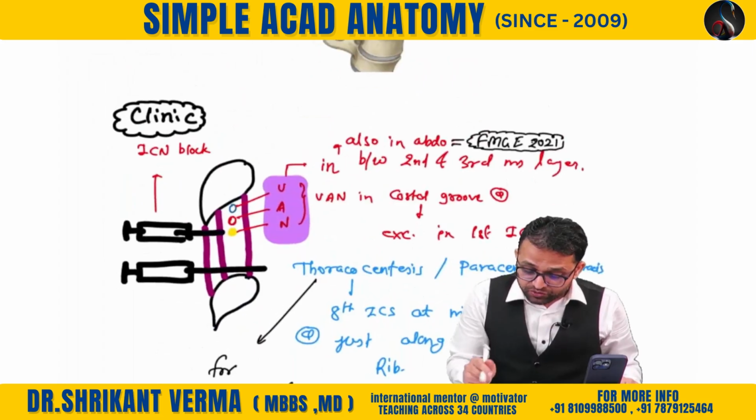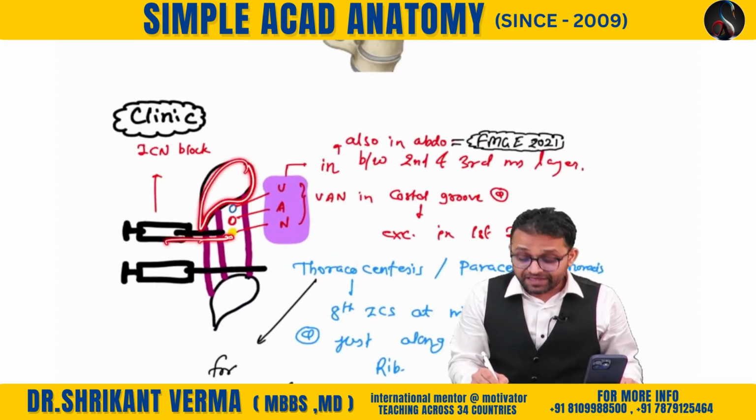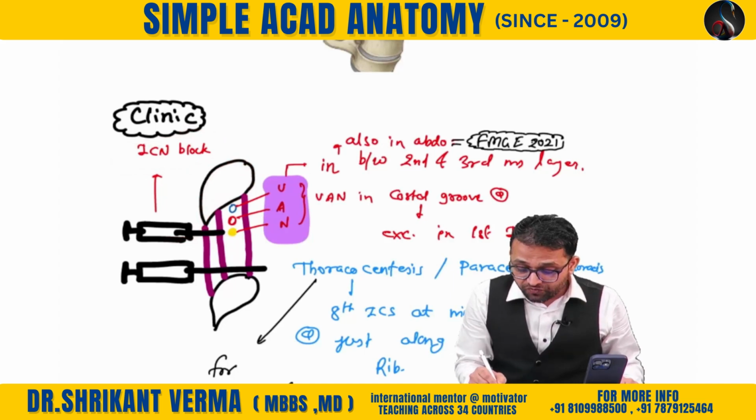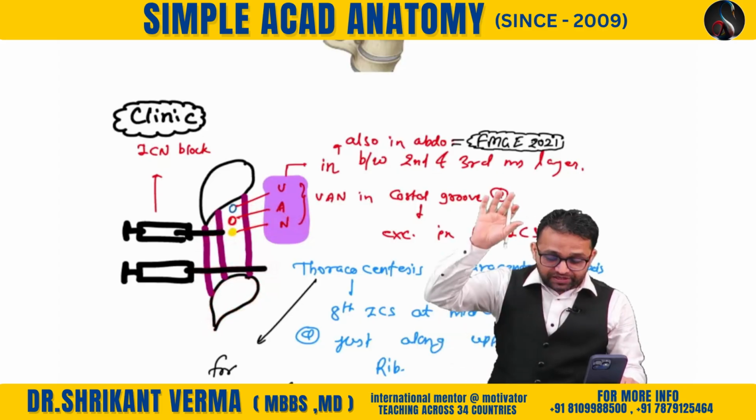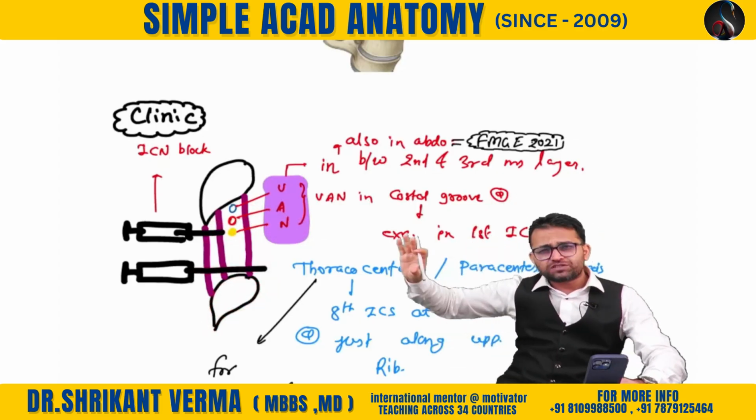Remember, for thoracocentesis you do it along the lower rib's upper margin. For an intercostal nerve block you will do it differently, because otherwise you will cause damage to the vein. Always do your thoracocentesis along the upper margin of the lower rib. Getting the point? Okay. So we are at the end of the session.